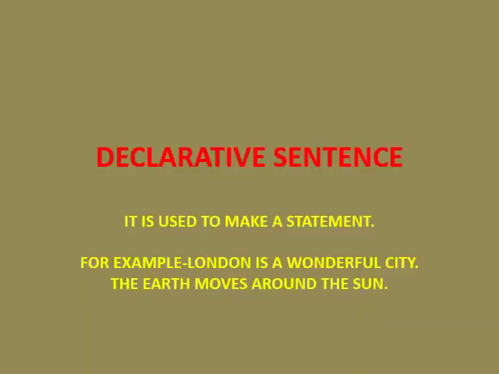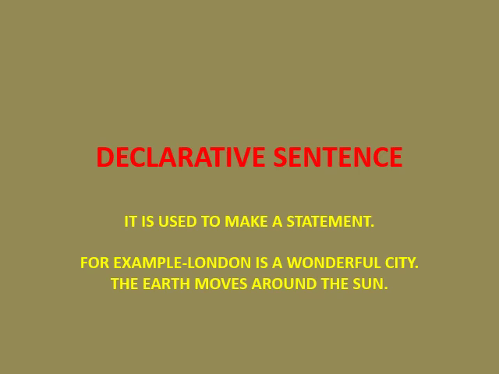Now we come to its first type, that is declarative sentence. Declarative sentences are also known as assertive sentences. These types of sentences are used to make a statement or to tell something or to say something. When we say or tell something to anyone, these types of sentences are called declarative sentences. For example, when I tell my friend, London is a wonderful city, I am telling him that London is a wonderful city.